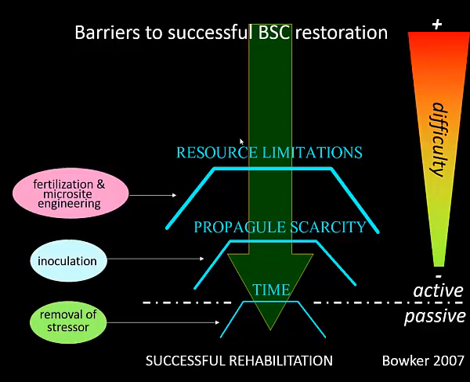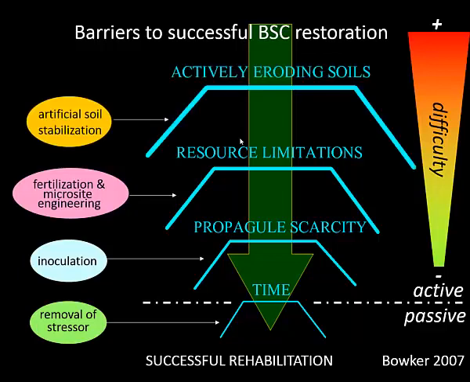The next level up would be, what do you do if you have actively eroding soils? The first thing that you have to do to remove this barrier is to stabilize the soil somehow. And what I want you to think about is that this is hierarchical. If you just remove a stress, but you don't have inoculum, then you're not going to get restoration. If you have actively eroding soils and you just add propagules, those propagules are going to get washed away with the next storm event, right? Because the soils are actively eroding.